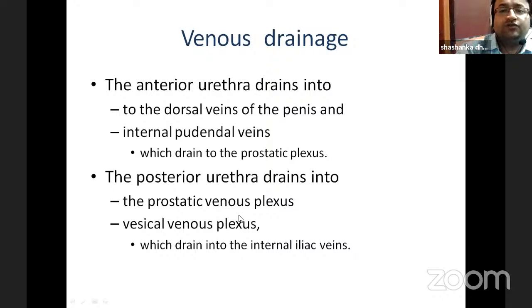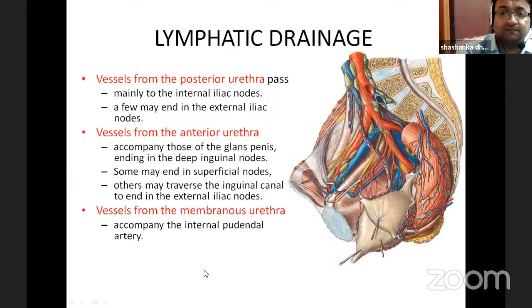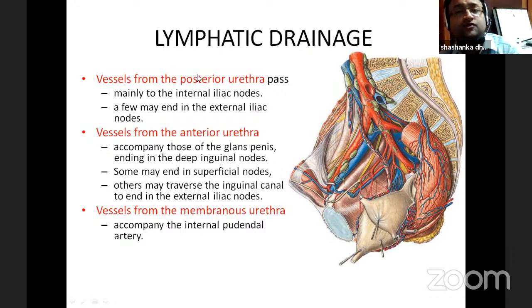And the posterior urethra drains into the prostatic venous plexus directly and also into the vesical venous plexus. This finally drains into the internal iliac veins. Lymphatic drainage: vessels from the posterior urethra pass mainly to the internal iliac nodes. A few may go to the external iliac nodes.